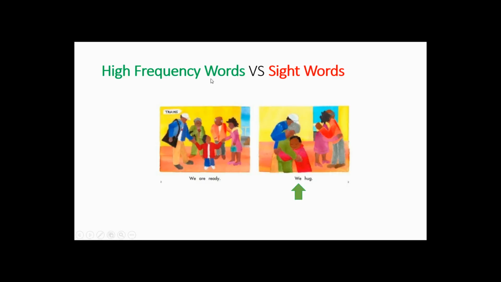Now, high frequency words are a little bit different than sight words. High frequency words just mean that they are commonly found in text. Sight words, on the other hand, are a subcategory of high frequency words. So a sight word has to first be a word that is commonly found in text. The second criteria to make something a sight word is that it doesn't actually follow the rules of phonics.